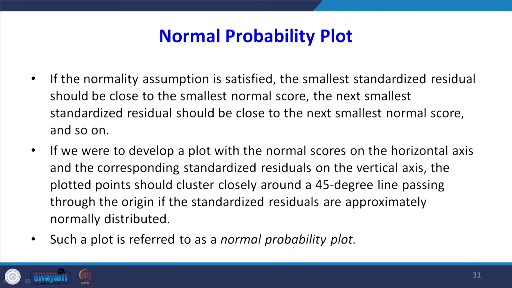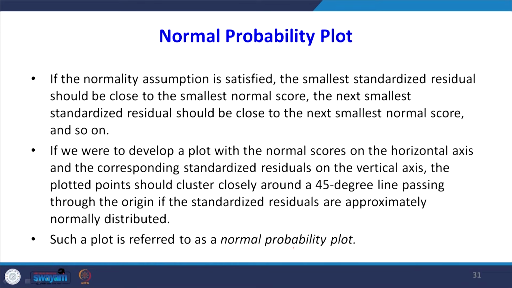Now, we will see what a normal probability plot is. By using this data, we will plot it. If the normality assumption is satisfied, the smallest standardized residual should be close to the smallest normal score. The next smallest standardized residual should be close to the next smallest normal score, and so on. That is why we mapped it in the previous slides.